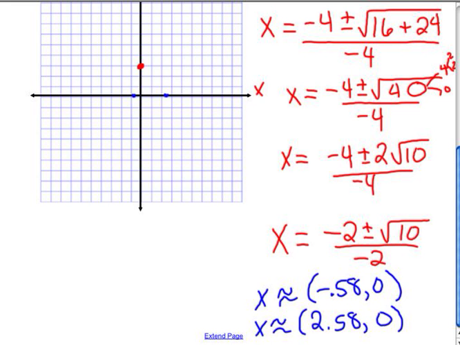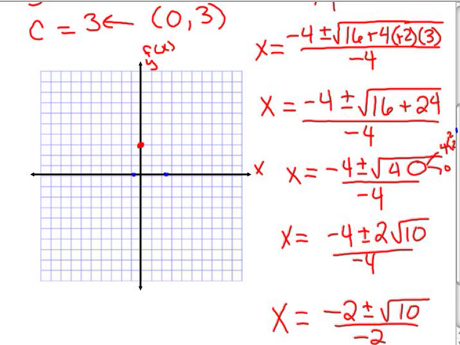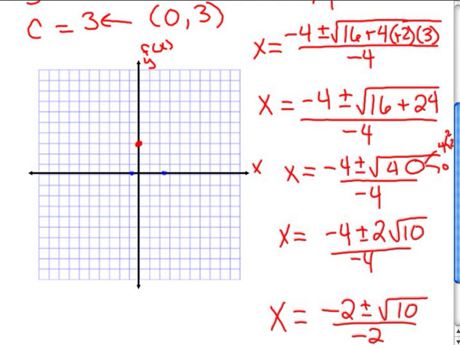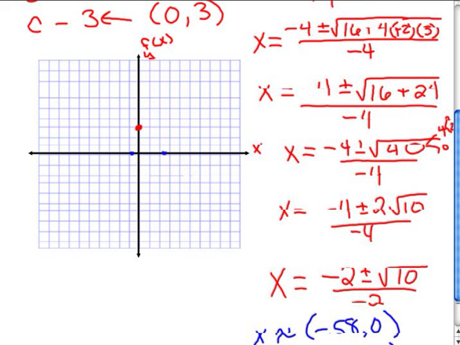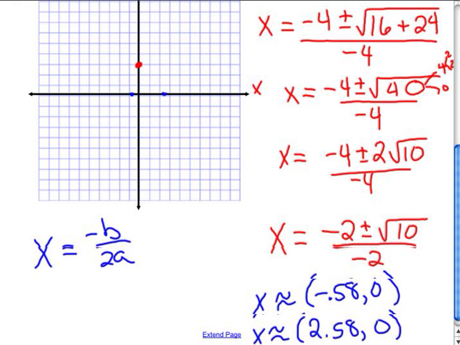The next thing you need to find, the last thing, is probably the most important part, is the axis of symmetry and the vertex. So we'll go ahead and find the axis of symmetry. It's the formula x equals negative b over 2a. Now we're going to use that b term. So we're going to take that negative b over 2a. B was 4 and a is negative 2.